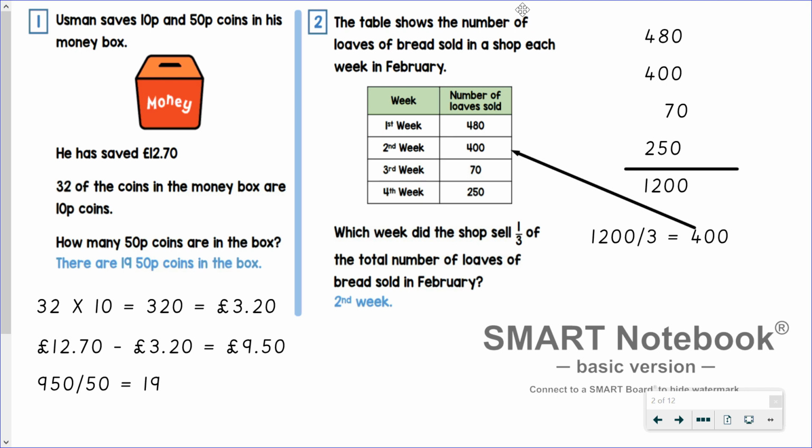So that word total should instantly trigger, we need some adding. And then we know we're selling 1/3, so we're probably going to be doing some dividing as well. So the total, you just add up the 4 weeks' amounts. So 480, 70, 250 gives you 1,200. And then we want 1/3, so we divide it by 3. So 1,200 divided by 3 is 400. We then times it by 1, but we don't need to write that stage. And then, funnily enough, 400 is one of our options here. So it said, which week did the shop sell? So it was the second week. That's how we solved that one.